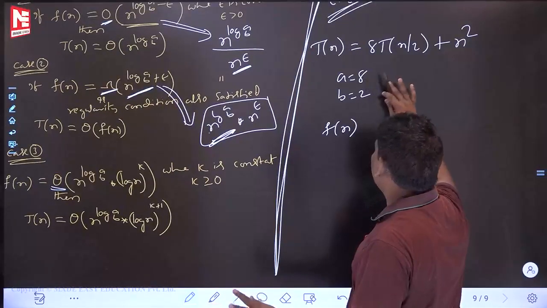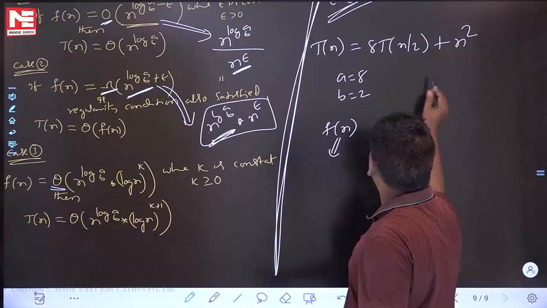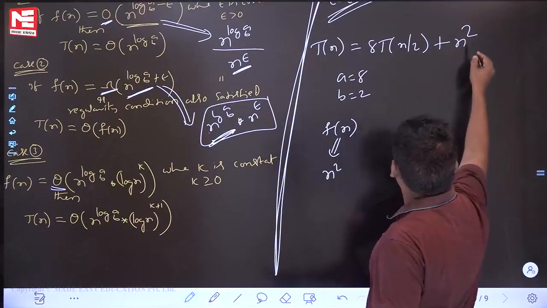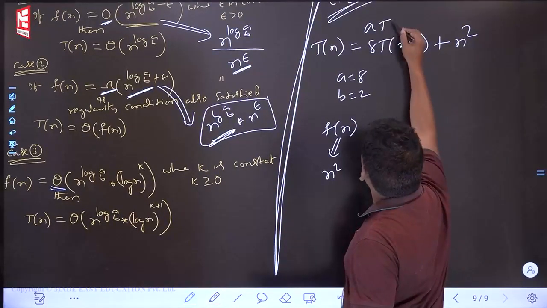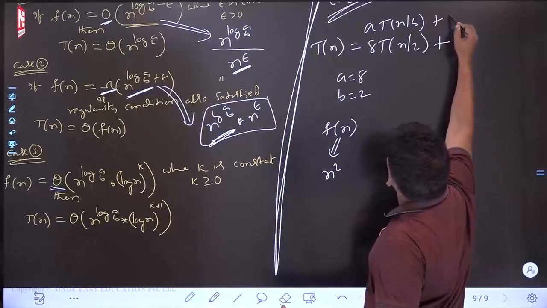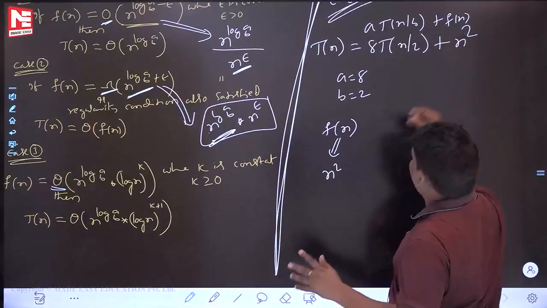Can you help me? A is there, B is there, it's okay. What is the f of n? F of n is n square. Everyone, it is just compared with this: a T(n/b) plus f of n. Compare with that. Now f of n is n square.